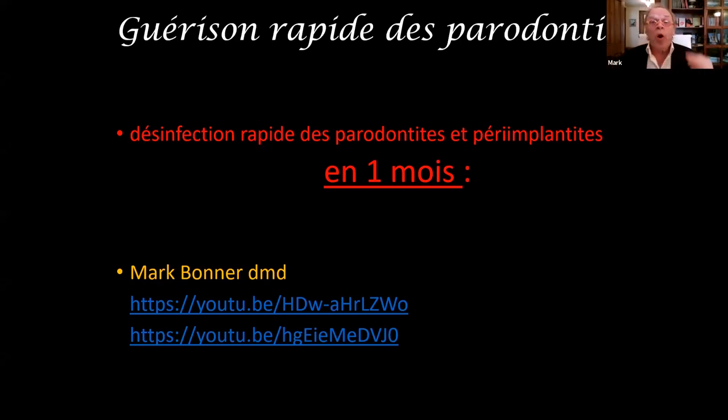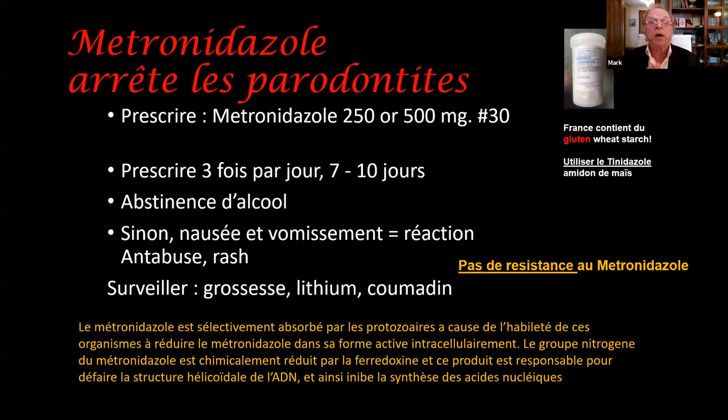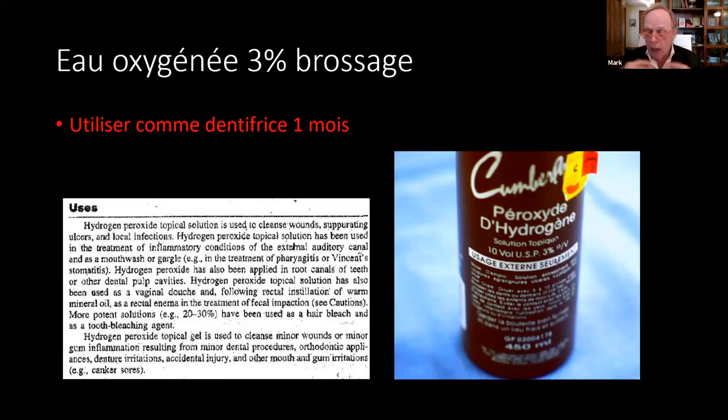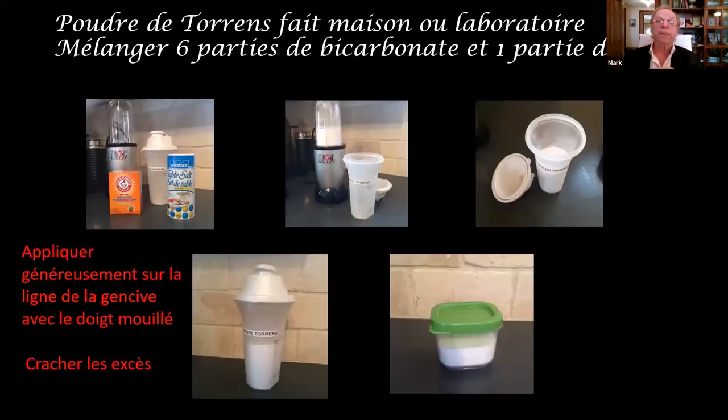You can see this on YouTube. You can look at YouTube, Mark Bonner, you can find this. So if you want this rapid cure, you give metronidazole, which will stop most periodontal disease because of the parasite, removing the parasite. Then use hydrogen peroxide for 1 month, 3%. So this is easy to find everywhere in the pharmacy, and then you do the Torrance powder.